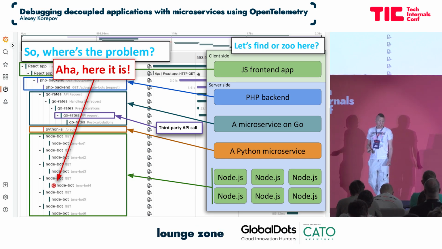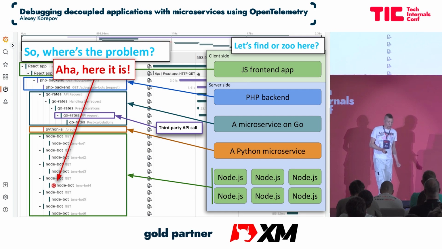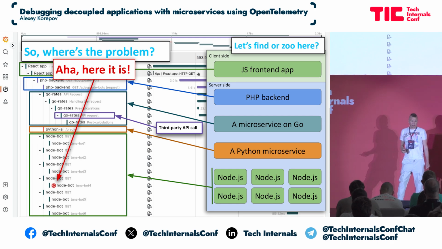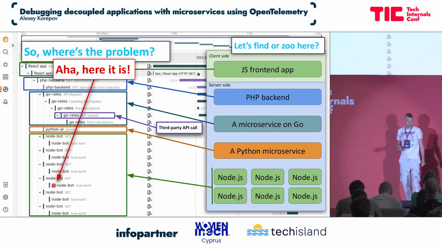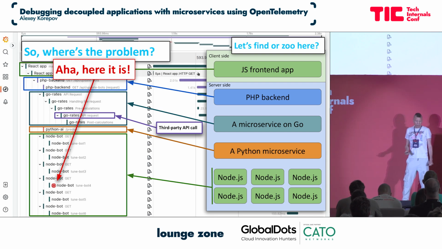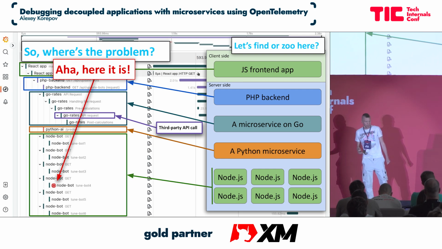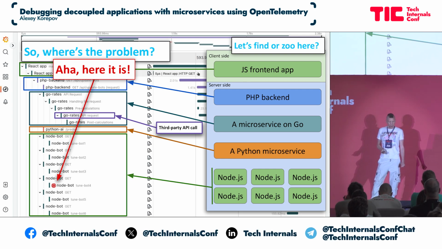Then the PHP backend received this request and started to ask our Go microservice about rates. Our Go microservice does some calculations, then makes an API request to the third-party API. Then the operation went to the Python microservice with AI, and finally, our Node.js bots started to do something.